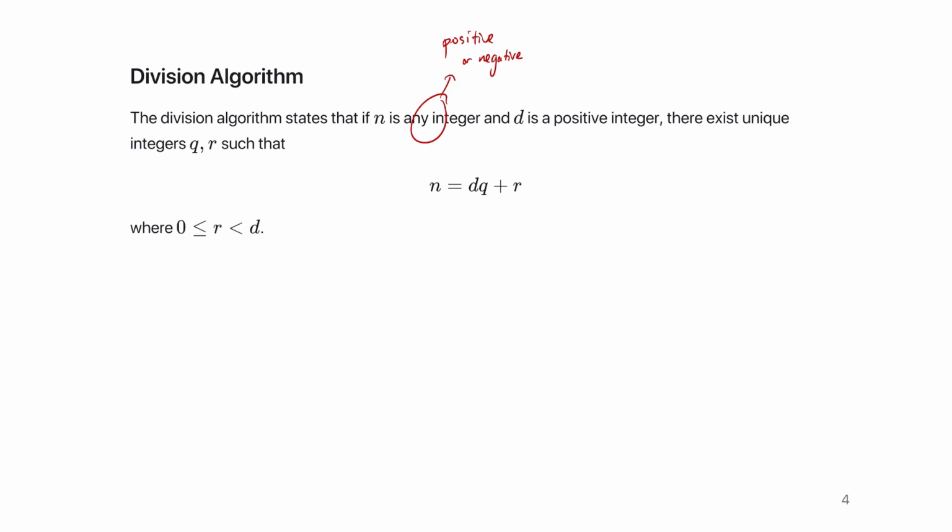Okay, and these variables are assigned in a very particular way. We can say d is what we call a divisor. Okay, so maybe this term is familiar from before. q is a quotient, and r is a remainder. Okay? And the term we use for n is what we call a dividend.